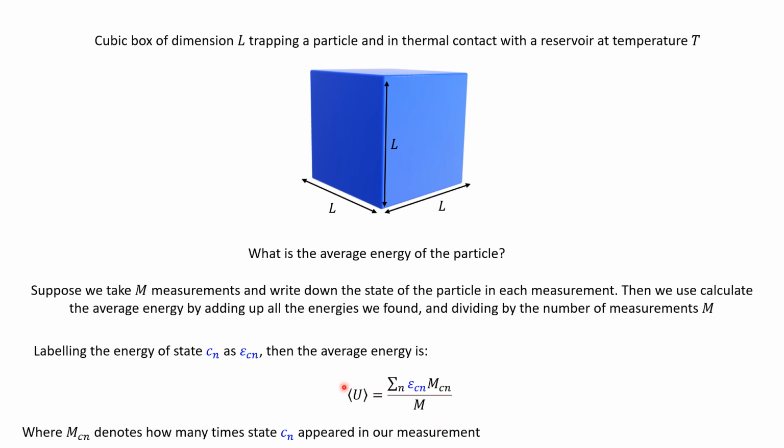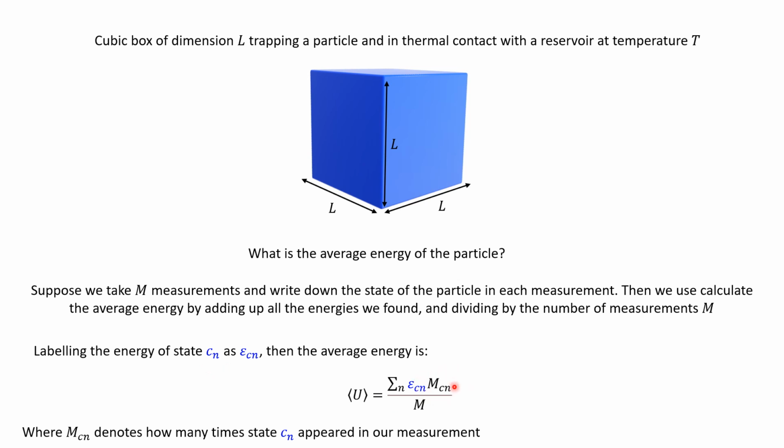So this is the symbol for the average energy. M here is the number of measurements, and in the numerator, we are adding up all energies we found, all energies we measured. But we are grouping the energies of the state Cn together. So let's suppose that we found the state Cn 20 times. Instead of adding its energy 20 times, we just take the energy of the state and multiply it by the number of times we've measured the state Cn.